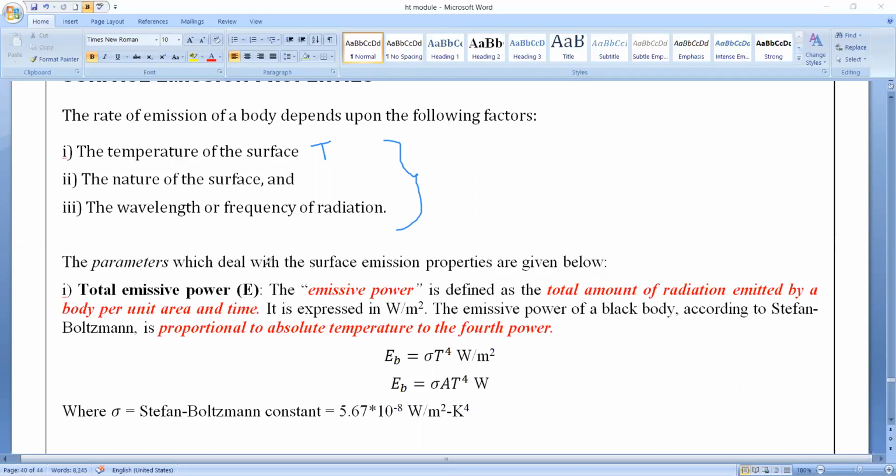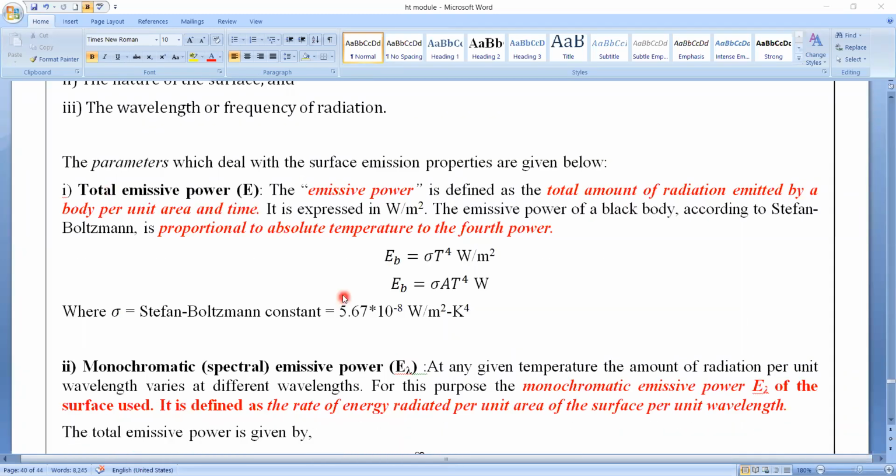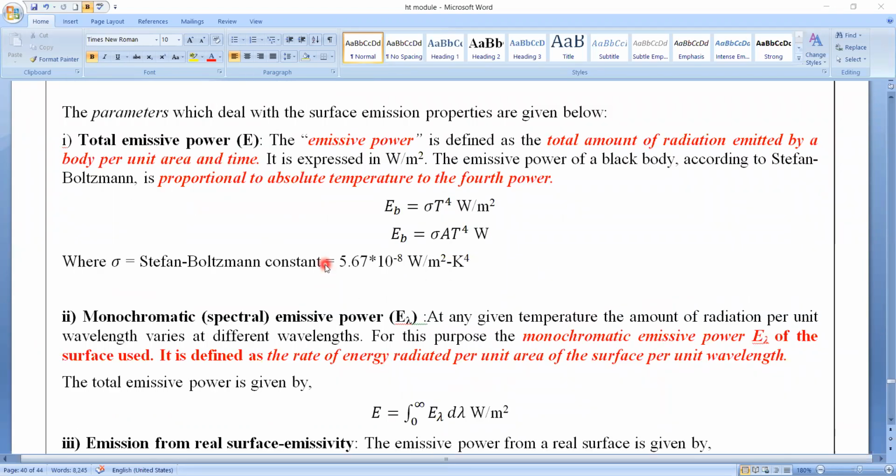Now the parameters which deal with the surface emission properties are given below. The very first one is total emissive power, which is given by capital E. Remember students, the symbol capital E stands for total emissive power. Sometimes they will ask in the exam, for thermal radiation, define the following terms. The first very important term is total emissive power, designated by capital E.